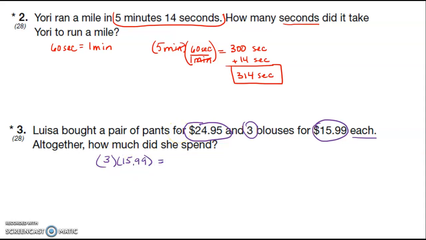spent on the blouses. Now a blouse is kind of an old-fashioned word for a shirt. My grandma used to call them blouses.